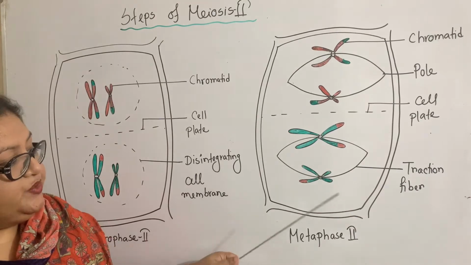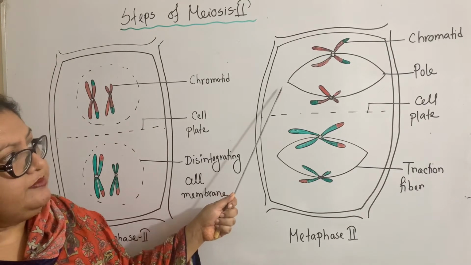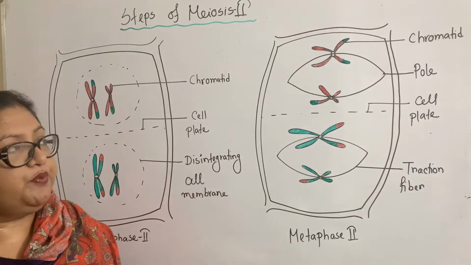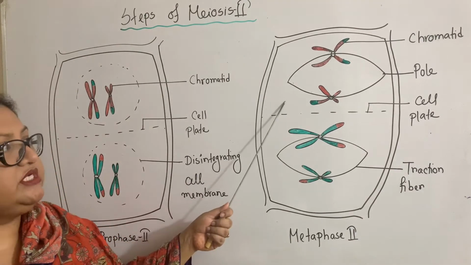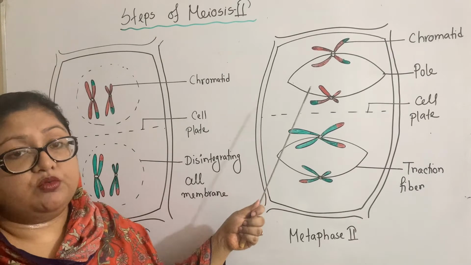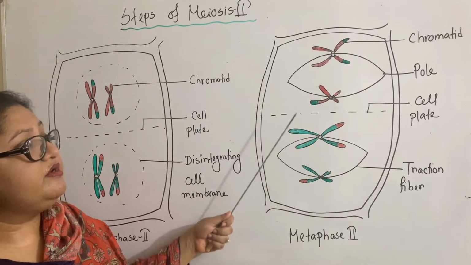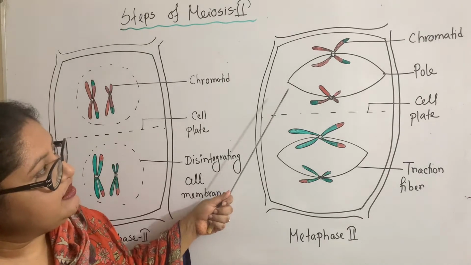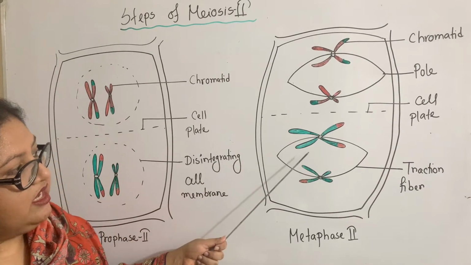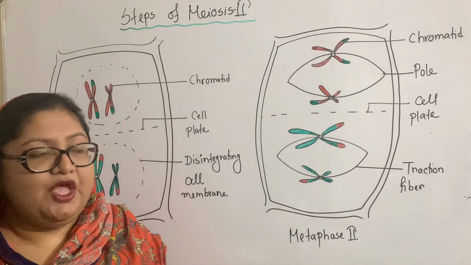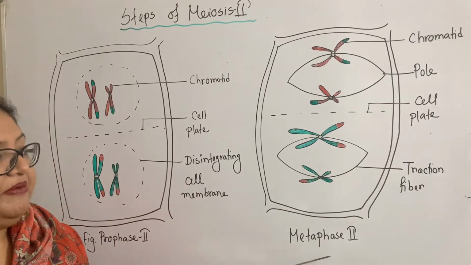So during the metaphase stage, the spindle apparatus with two opposite poles are produced. The centromere of the chromosome remains attached with the spindle apparatus or traction fiber, and the chromosomes or chromatids remain at the equatorial plane. So these are all about the metaphase.